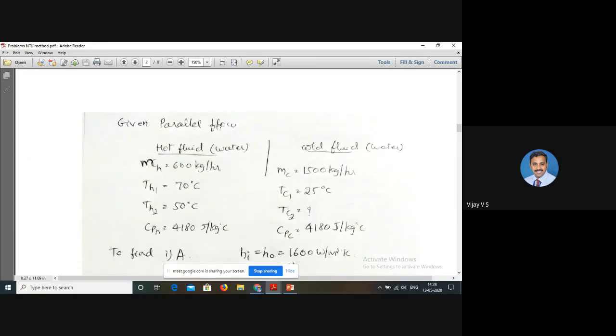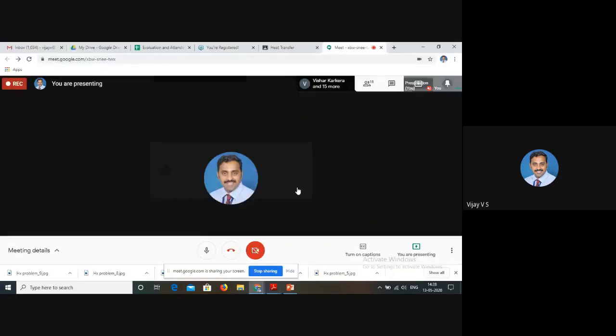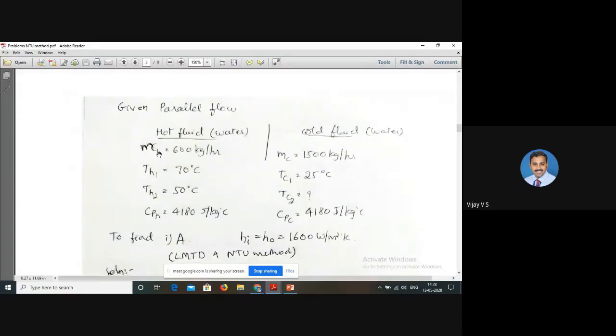So what is given? Parallel flow. As soon as the question is known, make two columns, hot fluid and cold fluid. Here I have written hot fluid is water, cold fluid is water. So both are water only. Mass flow rate is known, in kg per hour. Be careful about the unit also. Everything should be in SI units. If you don't convert here, later you have to convert. 600 kg per hour. TH1 and TH2 are given, 70 and 50.